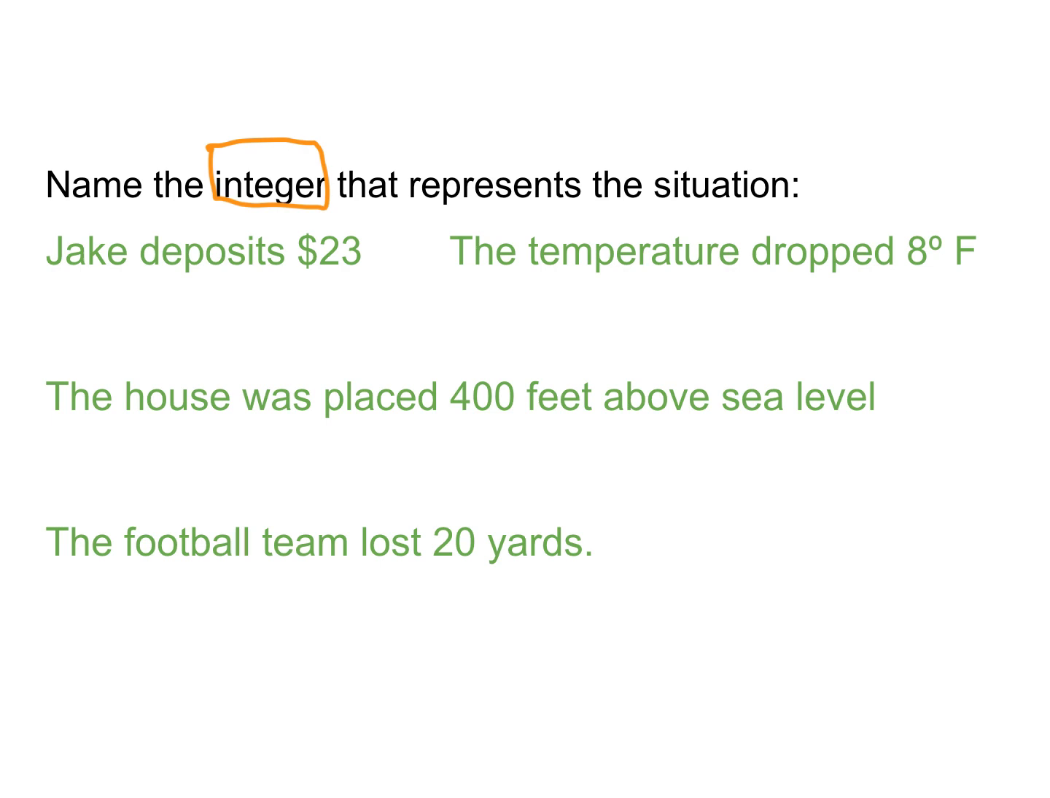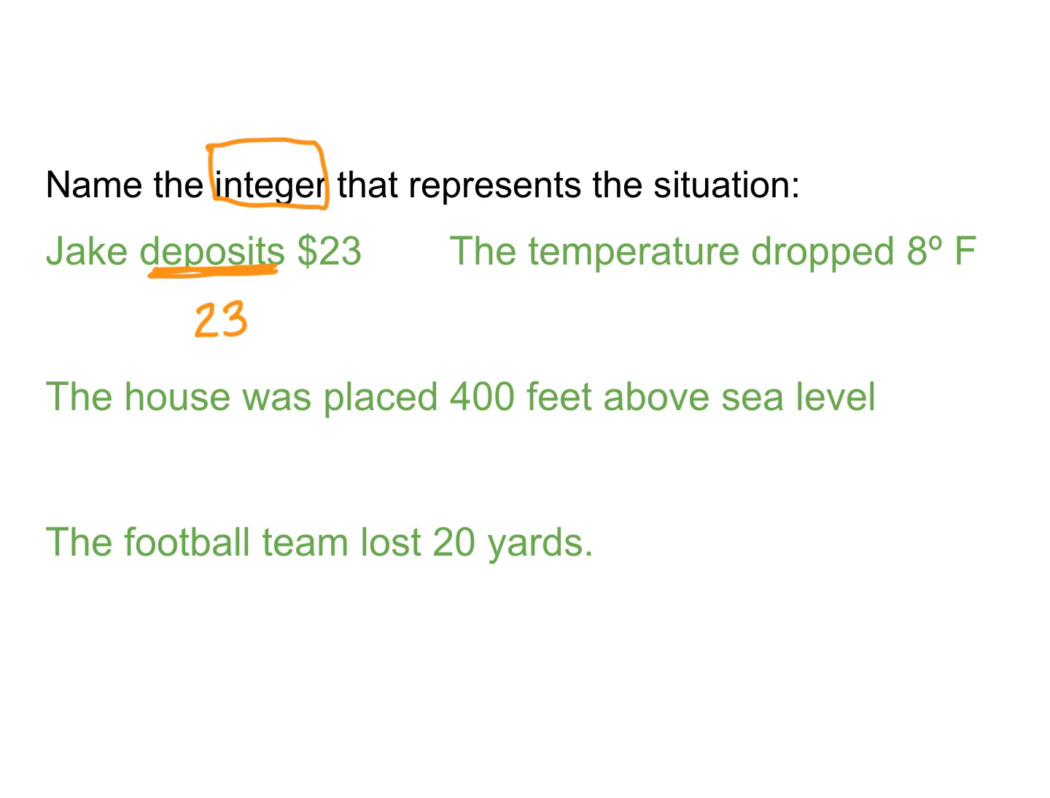So if I say Jake deposits $23, deposit is my code word for puts money into the bank. So that is an increase. That would be a positive value, 23. See how I took the dollar sign off of that and I just used 23? Notice how I didn't put a plus 23 because it doesn't need to have a plus.